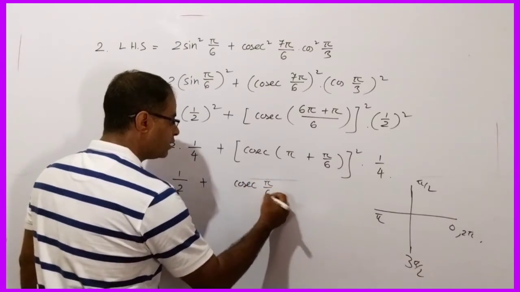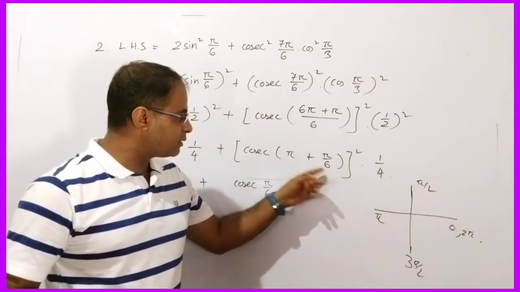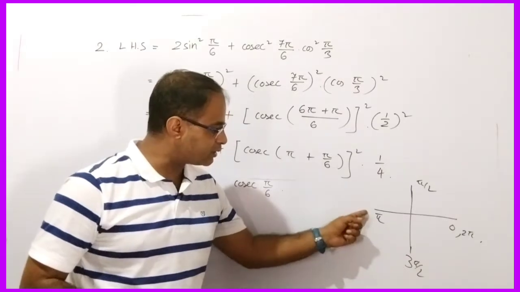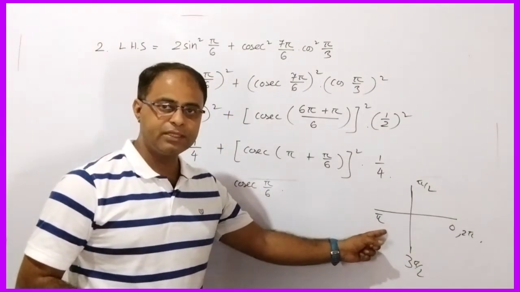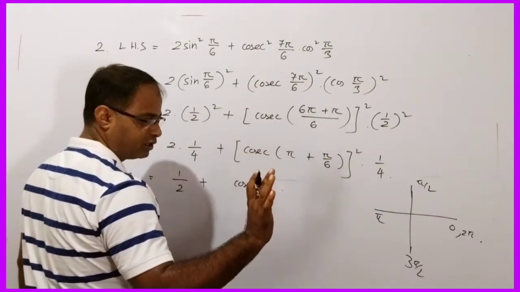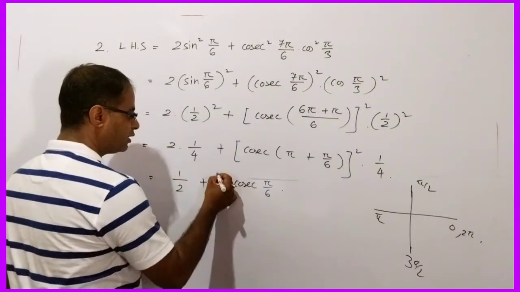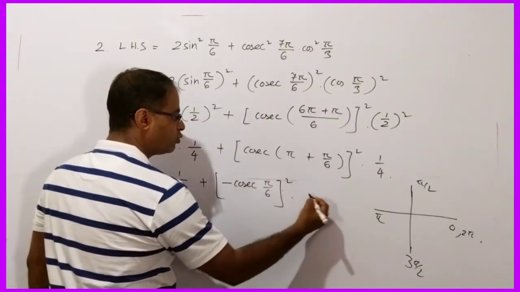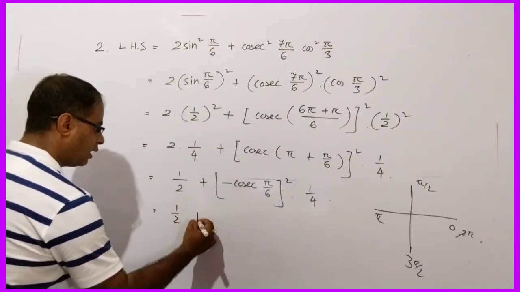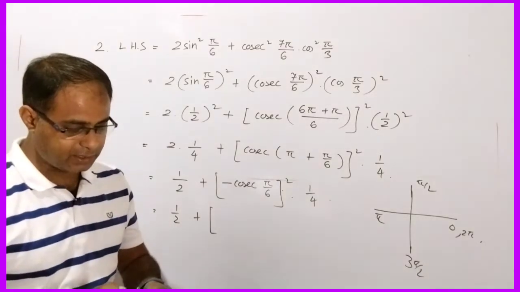Cosec pi plus pi by 6 should be cosec pi by 6. But now pi plus pi by 6 means pi plus theta. In which quadrant? Pi plus theta means the third quadrant. And in the third quadrant only tan and cot are positive and the rest of the four trigonometric ratios are negative, which is minus cosec pi by 6 again, which is whole square, which is 1 by 4 again, right? Now half plus cosec pi by 6. Cosec pi by 6, cosec is the reciprocal of sine.